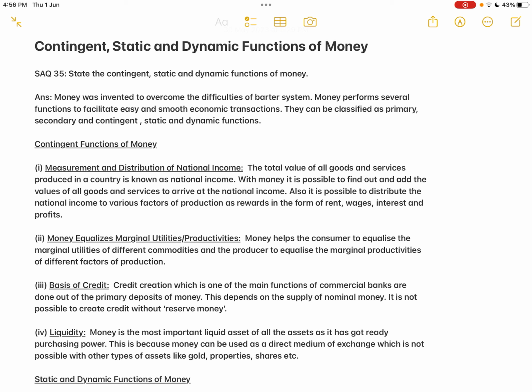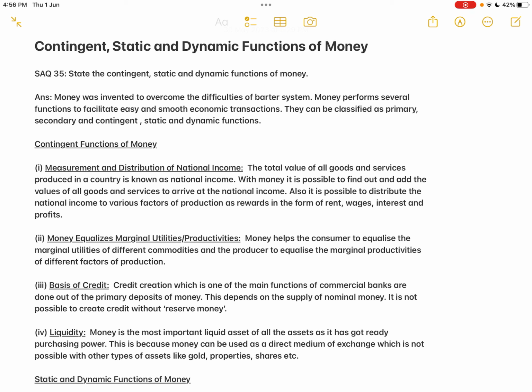In this class, we move on to the next question, that is the contingent, static and dynamic functions of money. In the previous class, we finished with the primary and secondary functions of money. Now this is SAQ 35, state the contingent, static and dynamic functions of money.